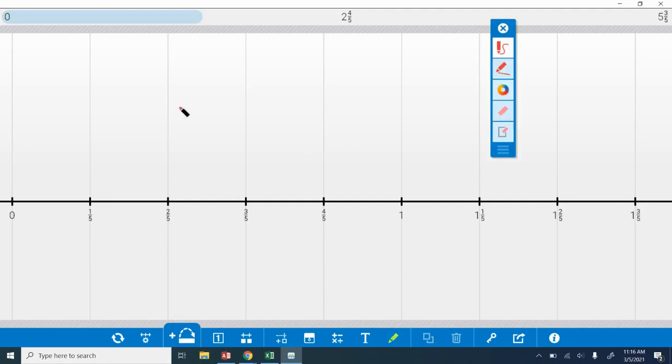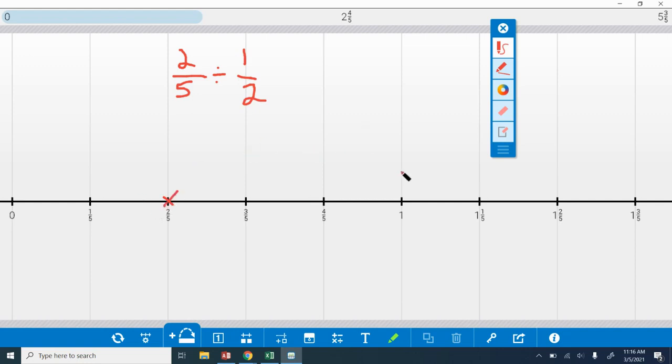We're going to take a look at the problem 2/5 divided by 1/2. Let's go ahead and write that down here. And then we're going to take a look at our number line below. Let's see if we can find 2/5. There's 2/5.